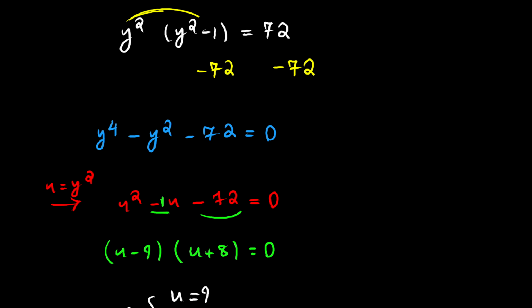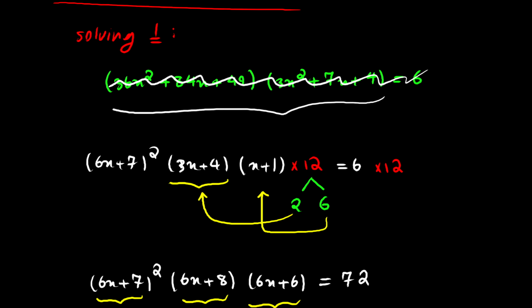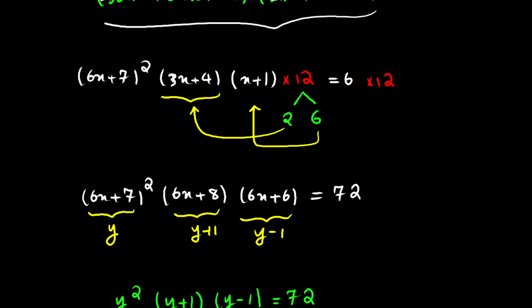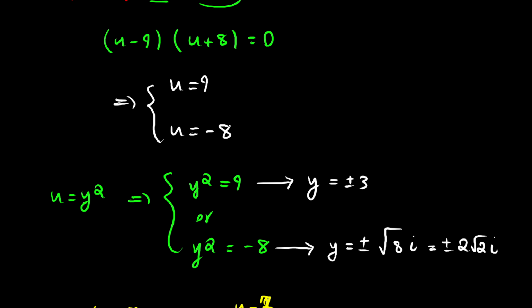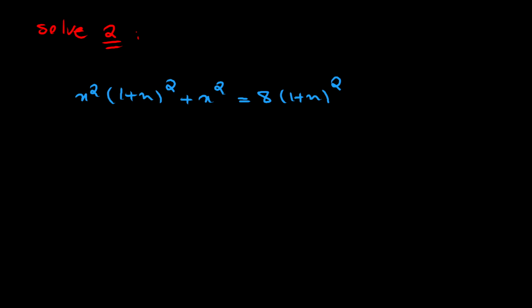So let's go ahead and talk about the second one, which is this one. So let me write it down here. So we want to solve equation number 2, and equation number 2 is x squared plus (1 plus x) all squared, wait, x squared times... x squared times (1 plus x) all squared plus x squared equals 8 times (1 plus x) all squared. Now the trick with this one is actually quite simple.